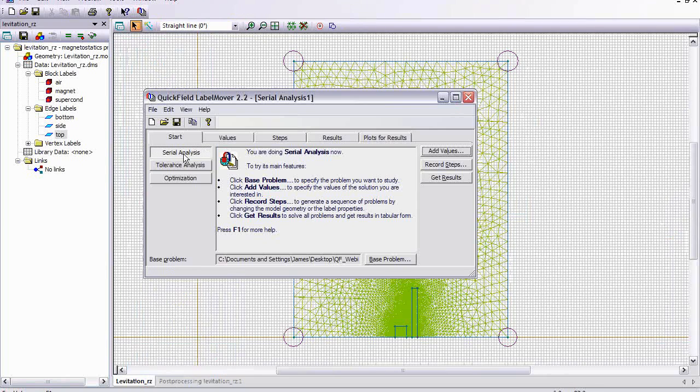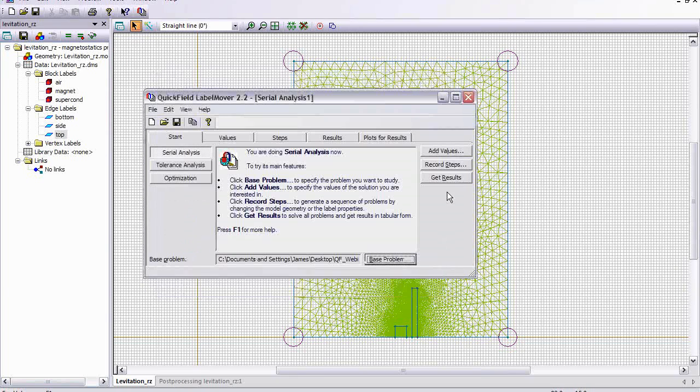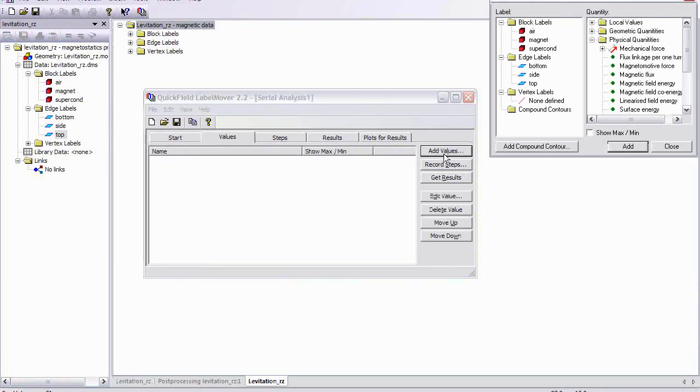Once again, we're in serial analysis. We need to choose the base problem that corresponds to the one that we're solving here, which is levitation RZ. We need to add values. In this case, I'm interested in the mechanical force that's acting on the magnet.